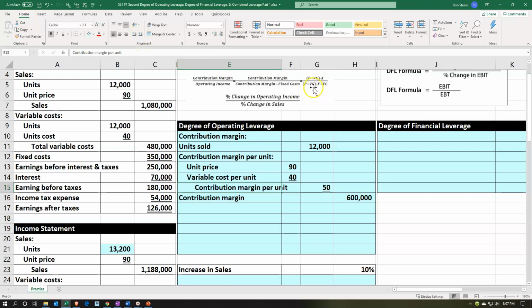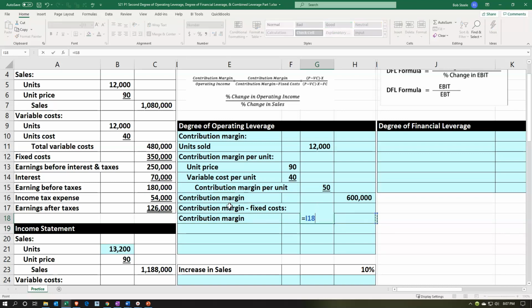Now we're going to calculate the bottom half here. The bottom half, which we can label as the contribution margin minus the fixed costs, or otherwise call it the operating income. So let's go ahead and do that. I'm going to take the contribution margin, which we calculated up top, and that we already have. So that's going to be the 600,000.